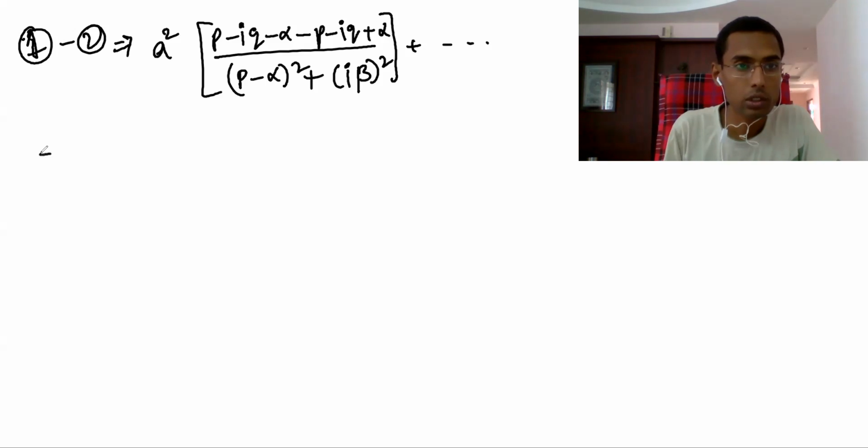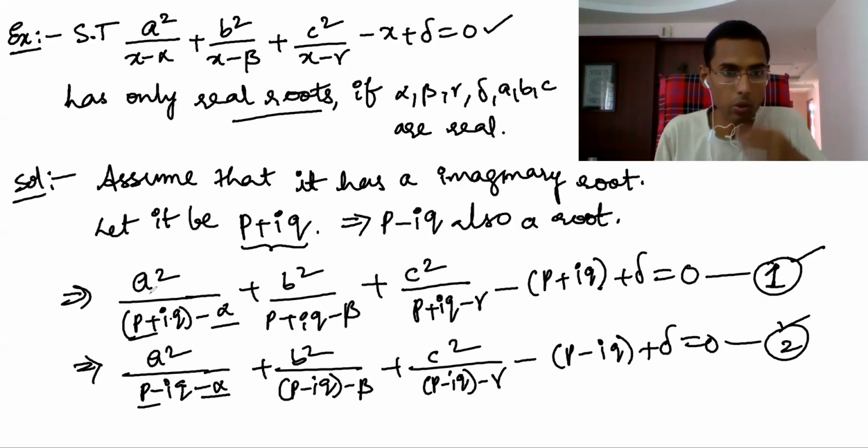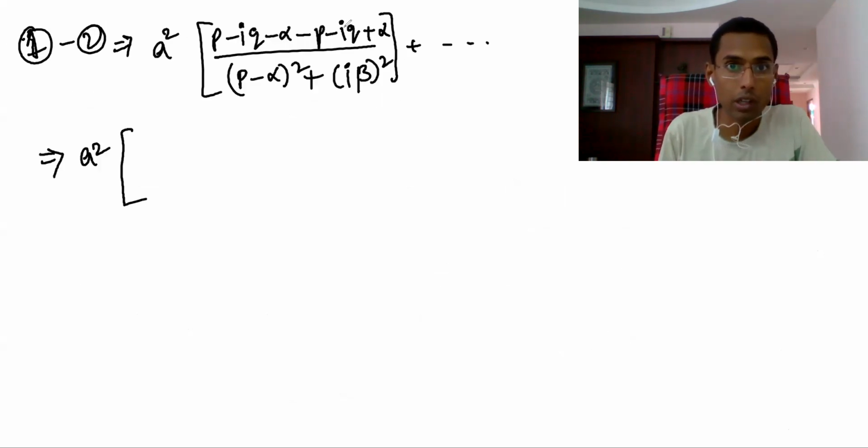So now this is going to be a square into the first term; all the other terms will be like that only. I wrote p minus iq minus p minus iq plus alpha. So alpha and alpha get cancelled, p and p get cancelled, and we get minus 2iq.